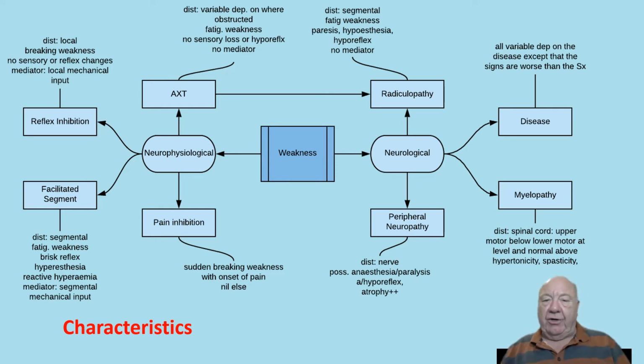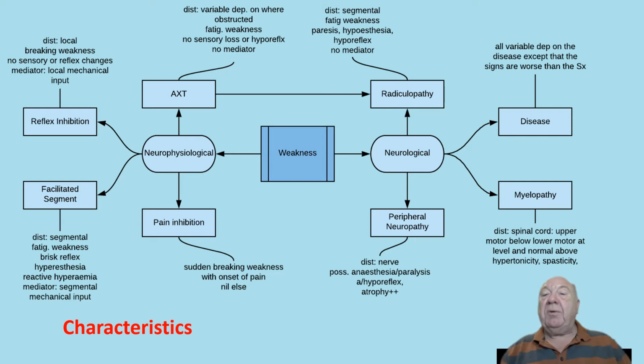The big issue is differentiating between the different types of neurophysiological weakness and the different types of neurological, and between neurophysiological and neurological weakness. So this is what we're concentrating on now. So if we look at the neurological side first, radiculopathy is almost certainly the one you come across much more commonly than the others. So we're going to see a quasi-segmental distribution of the signs and symptoms here. Quasi-segmental because the muscles are multiply innervated, as is the skin. So it will be a quasi-segmental distribution.